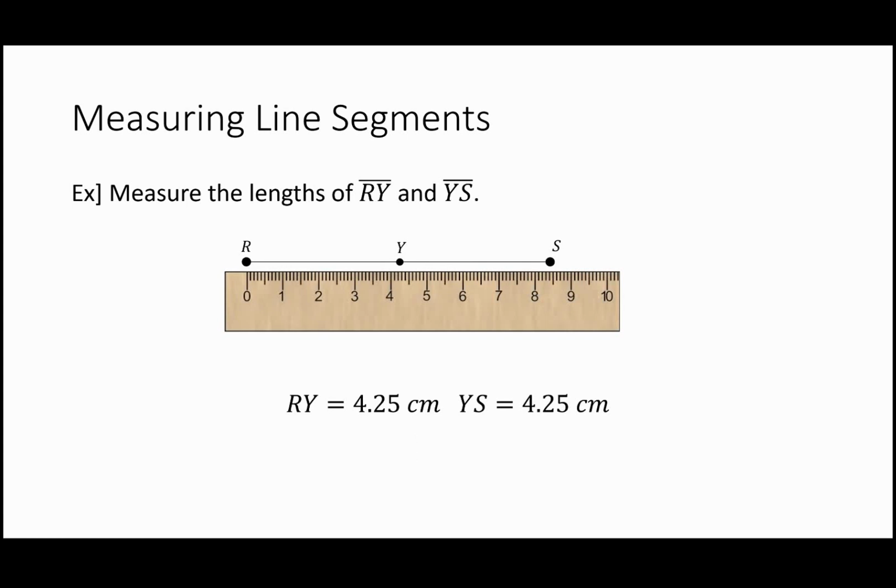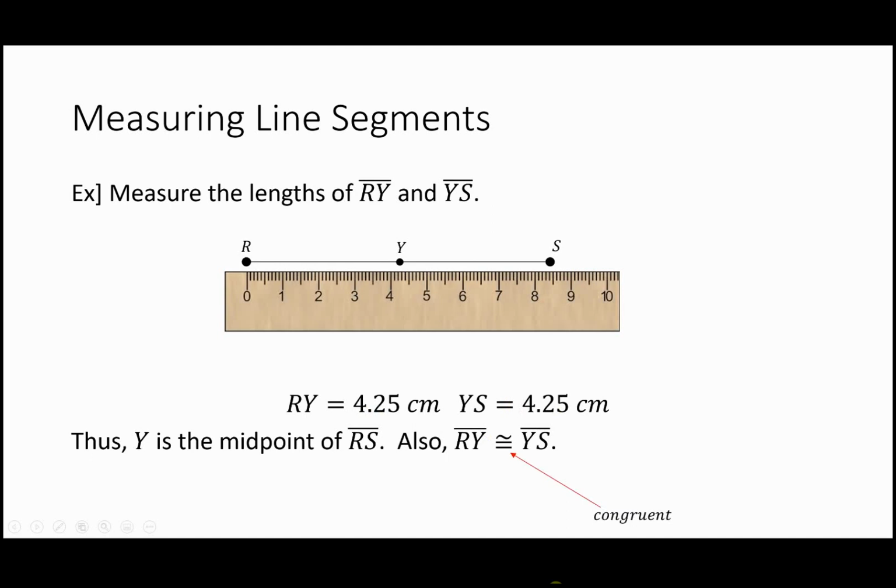Now, what do you suppose is very special about point Y in terms of line segment RS? It is, in fact, the midpoint, because it has on either side of it the exact same distance in terms of the collective line segment RS in which it lies. Okay, and so since these RY and YS line segments have the same measure, we get to also say that they are congruent.